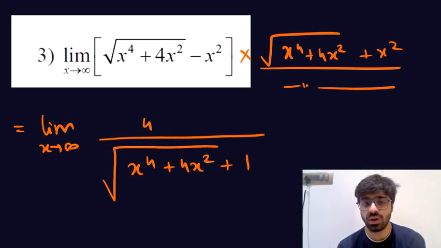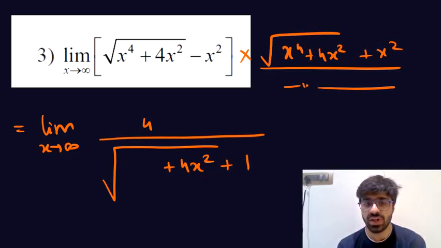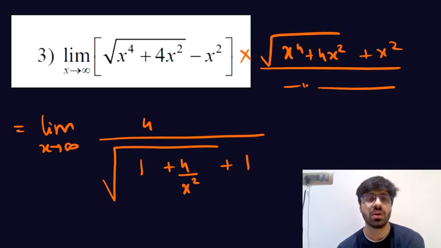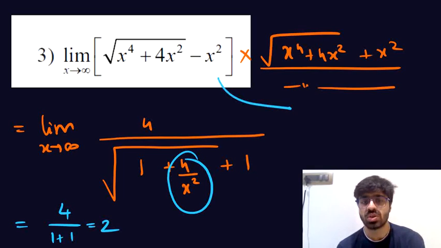So you have root over x power 4 plus 4x square upon x power 4. Separate the terms. The first term will be 1 and the second term will be 4 upon x square. So because x tends to infinity, this term will become equal to 0 and the final answer is 4 upon root over 1 plus 0 which is root 1, that is 1, plus 1. So the final answer is 2. So the final value for the third question will be equal to 2.